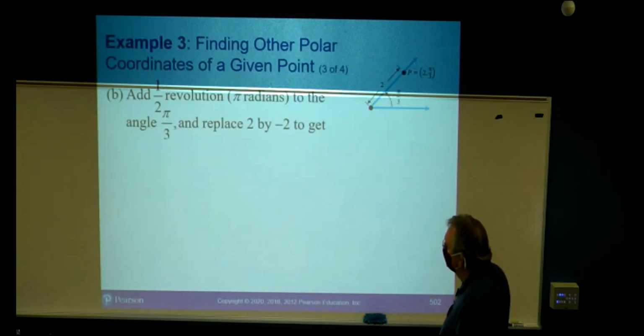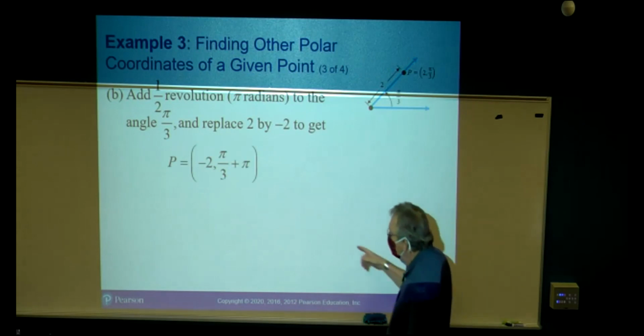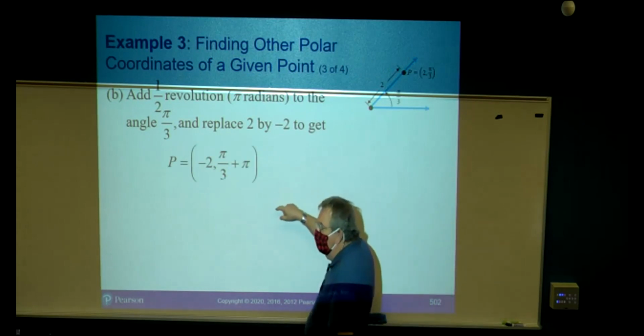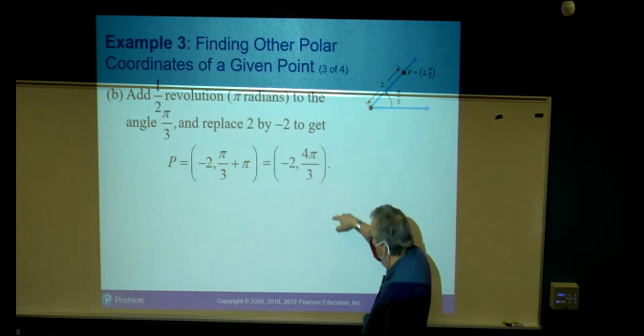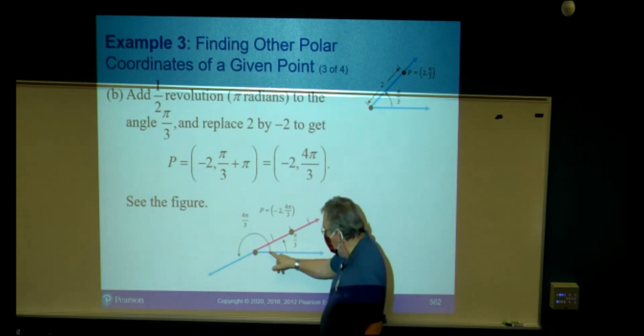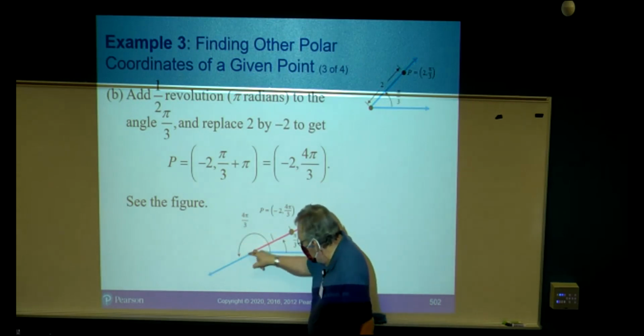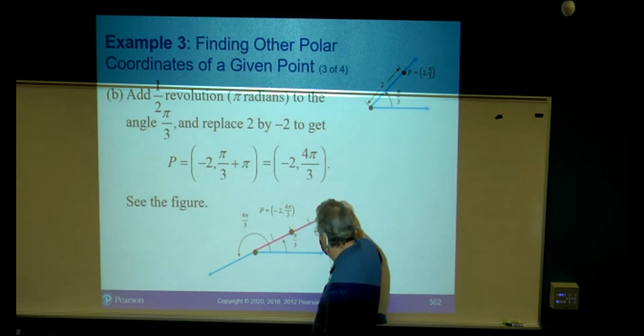And then replace 2 with -2. And so that means we need to go halfway around so that we get the 4 pi over 3 for the angle. So we go to the ray going in the opposite direction because our radius is telling us we're going to go back up this way.